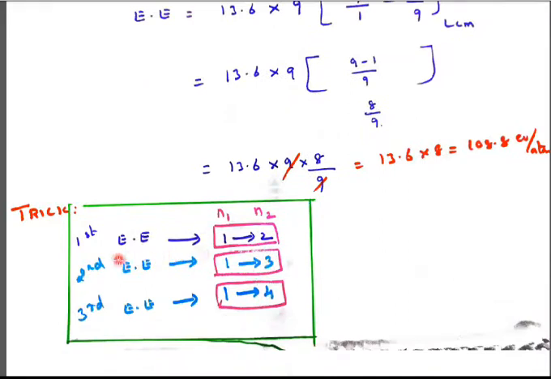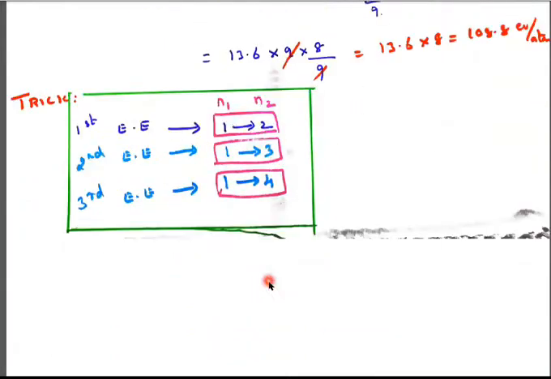One trick to find this: if the question asks for the first excitation energy, n1 is always equal to 1 only, but n2 is equal to 2. If it is a second excitation, n2 is equal to 3. If it is a third excitation, n2 is equal to 4. So remember this trick, because for first, second and third excitation energy, the n2 value is 2, 3 and 4.